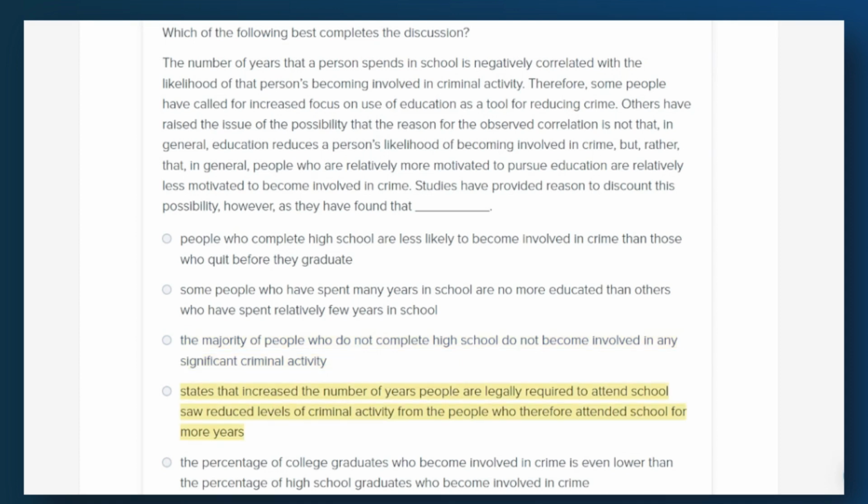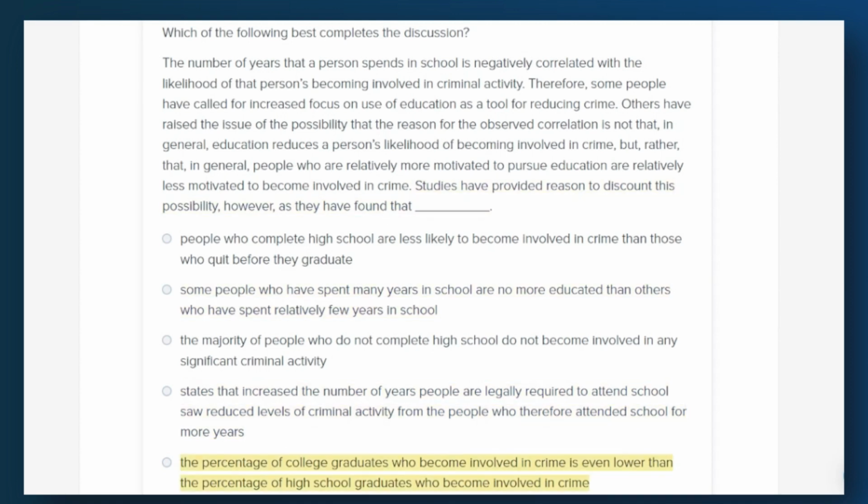D, as they have found that states that increase the number of years people are legally required to attend school saw reduced levels of criminal activity from the people who therefore attended school for more years. We're looking for a reason to discount the possibility that people who are relatively more motivated to pursue education are relatively less motivated to pursue crime. This choice states that when legally required to attend more school, the same pattern of lower criminality occurs. It fits well with the passage and the setup sentence fragment.